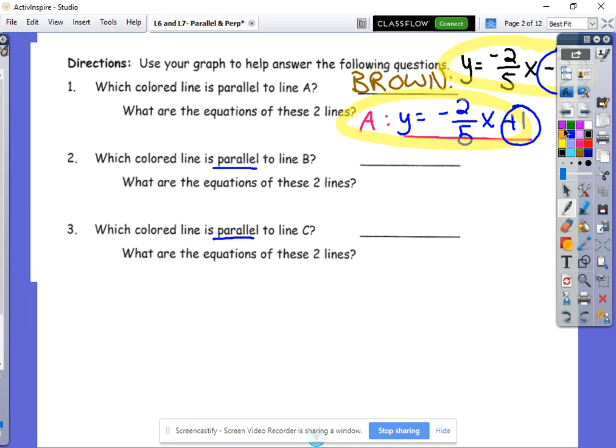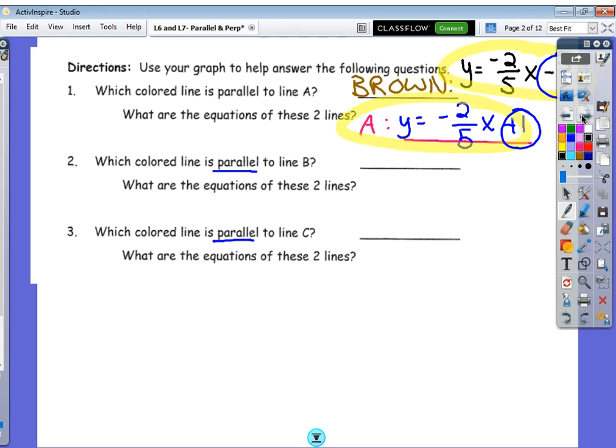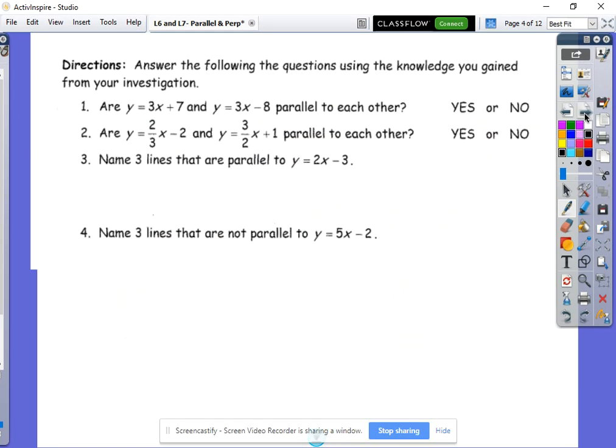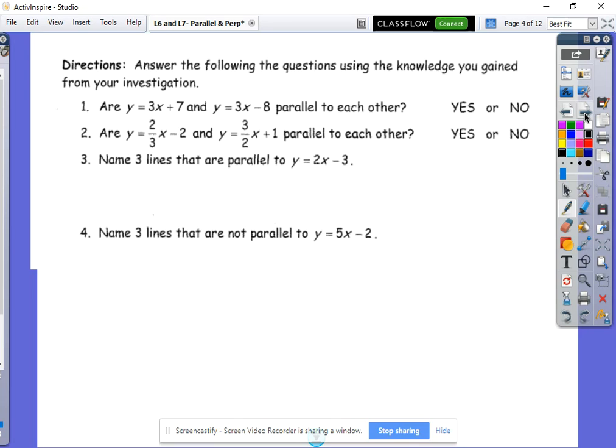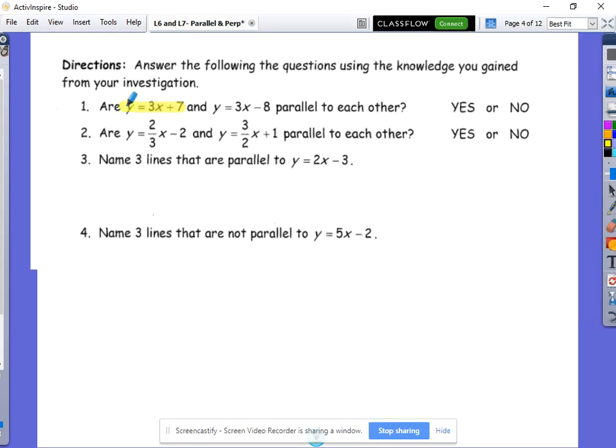So hopefully you've gone back and you've done the exact same thing. You've found your equations for each of our red, brown, and green lines, and then you've compared the slopes, you've compared their y-intercepts, and you realize that slopes are all the same, y-intercepts are all different. So let's take that a little bit further and take a look at the last piece here. The question is, we're going to use what we've just done from the investigation to say, are these two equations parallel to each other? Yes or no.